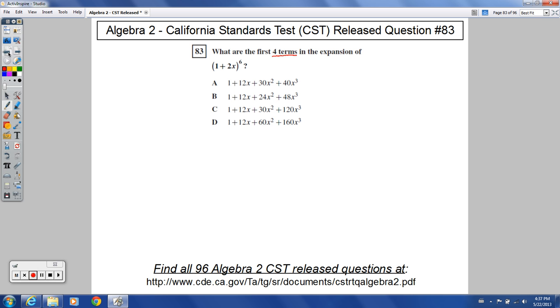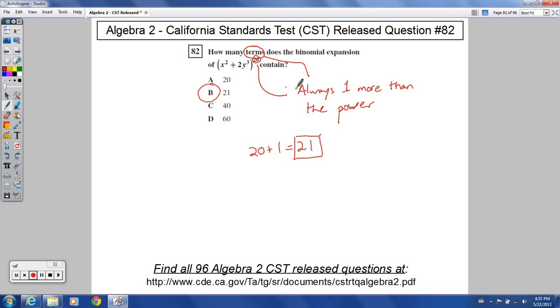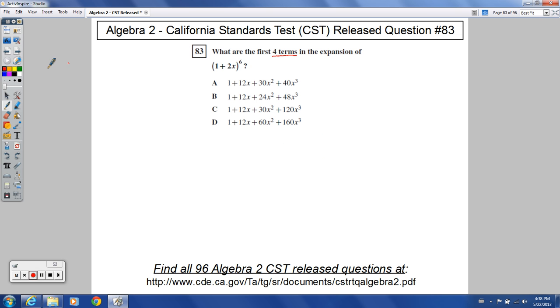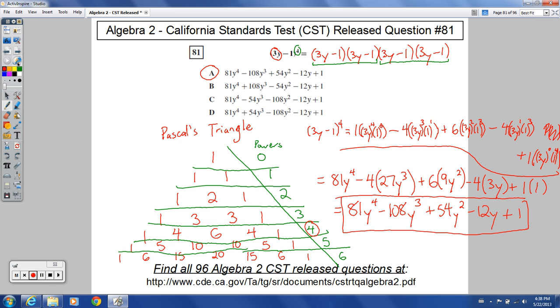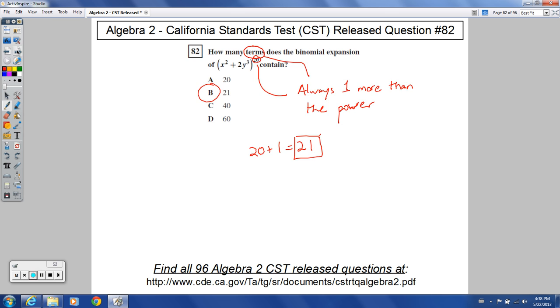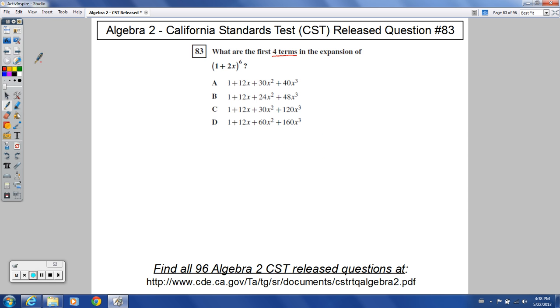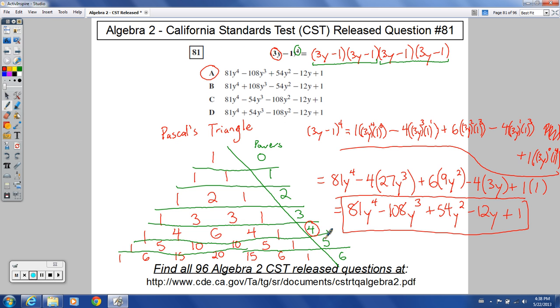We just talked about in question 82, I'll go back to that briefly, that there's always one more term than the power itself. So there's going to be 7 terms, 6 plus 1. We just need to figure out the first four, and we can figure those out by using the 6th row of Pascal's triangle, because that matches up with your power. We wrote that down in 81, so I don't need to write that down again.